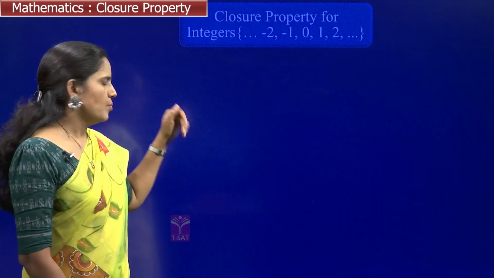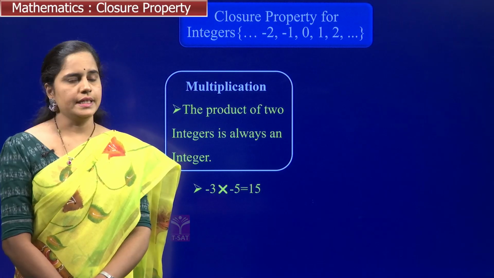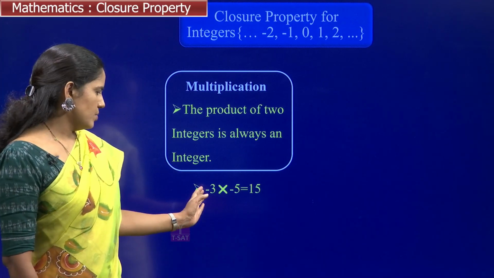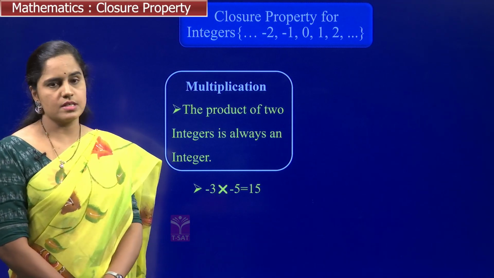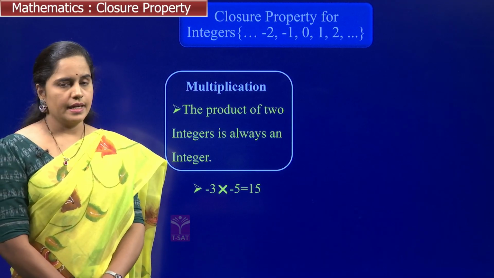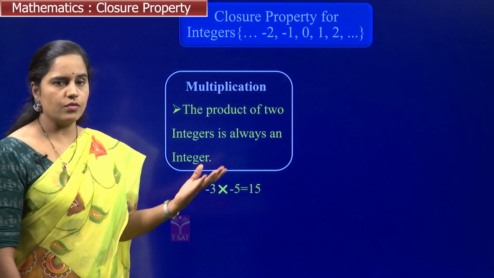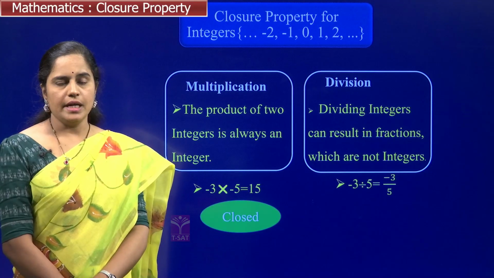And go for multiplication. The product of any two integers is always an integer. For example, minus 3 and minus 5. The product of minus 3 and minus 5 gives us 15. So, minus 3 and minus 5 are integers and 15 is also an integer. Therefore, integers are closed under multiplication.